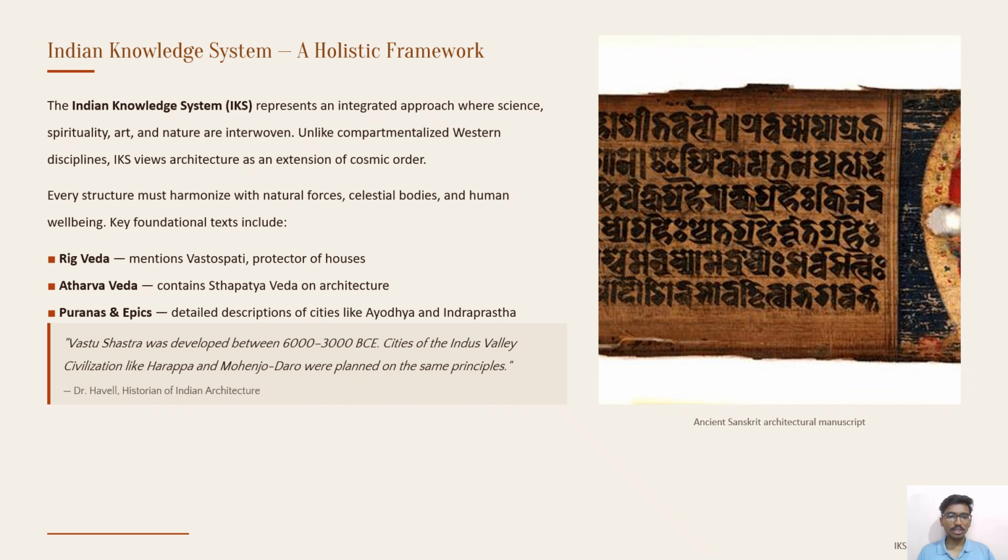Key foundational texts include some of the Vedas. Rigveda mentions Vastupati, protector of houses. Atharvaveda contains Sthapatya Veda on architecture. Puranas and epics give detailed descriptions of cities like Ayodhya and Indraprastha. Vastu Shastra was developed between 6000 to 3000 BCE. Cities in the Indus Valley civilization like Harappa and Mohenjo-daro were planned on the same principles.